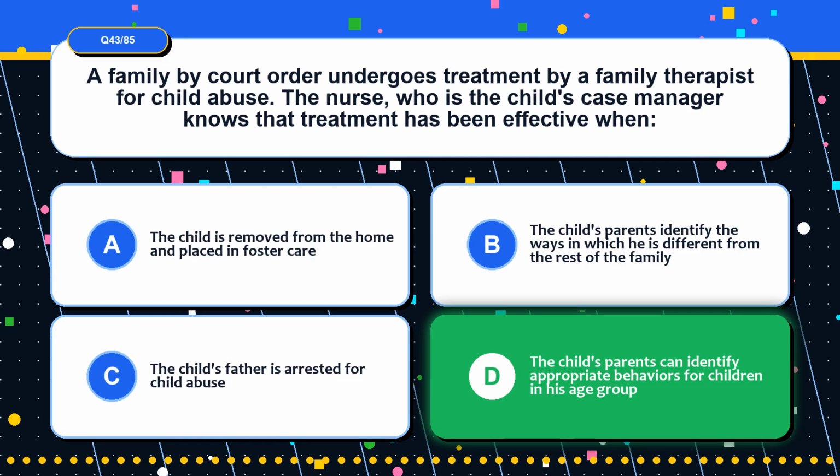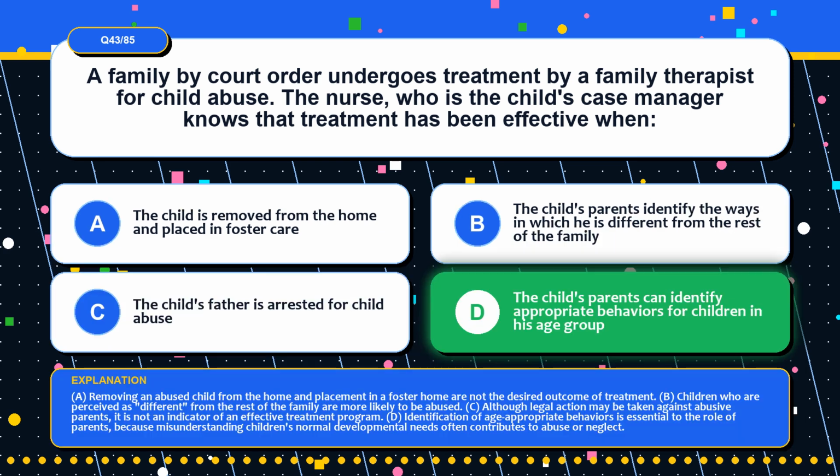The correct answer is option D. The child's parents can identify appropriate behaviors for children in his age group. Removing an abused child from the home and placement in a foster home are not the desired outcome of treatment. B. Children who are perceived as different from the rest of the family are more likely to be abused. C. Although legal action may be taken against abusive parents, it is not an indicator of an effective treatment program. D. Identification of age-appropriate behaviors is essential to the role of parents because misunderstanding children's normal developmental needs often contributes to abuse or neglect.